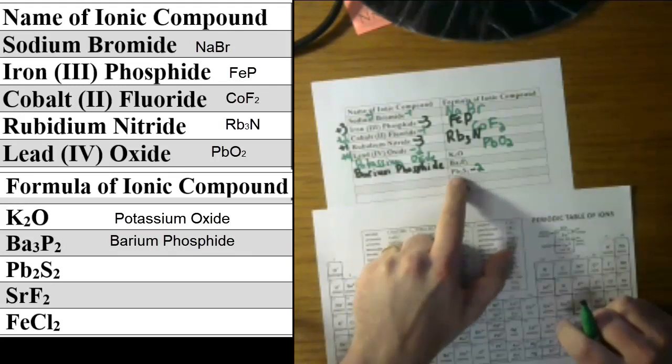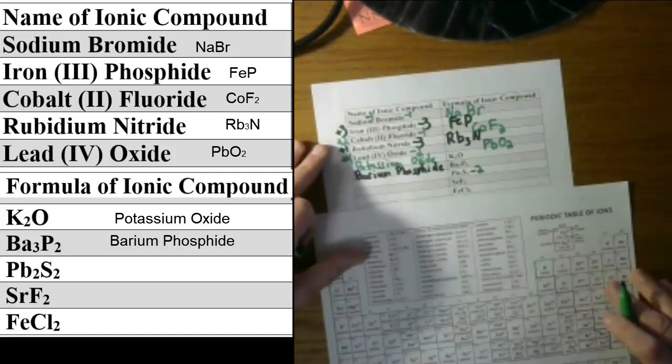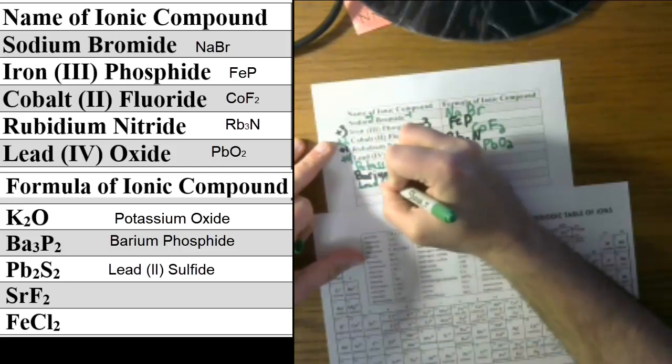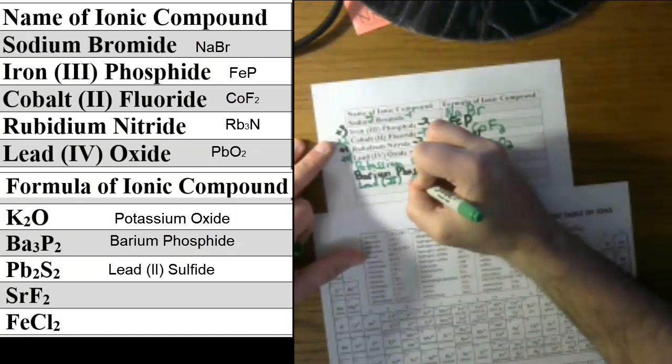If there are 2 of each, that means that they have to have the same charge if they're balanced, and there's the same amount of both. So that means that the lead has to be +2. So that means this would be called lead 2, with the Roman numeral for 2, sulfide.